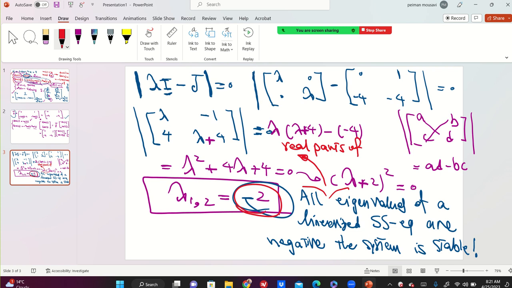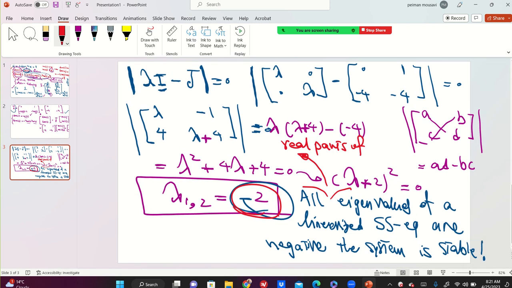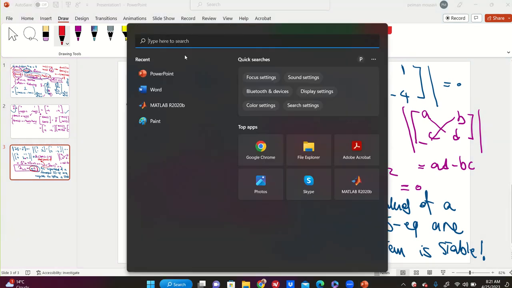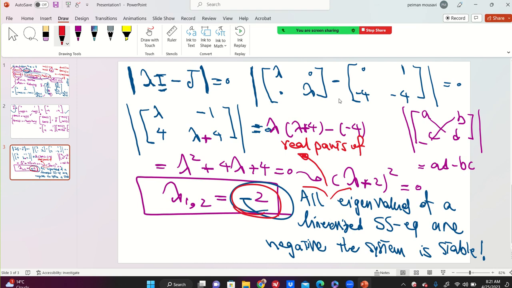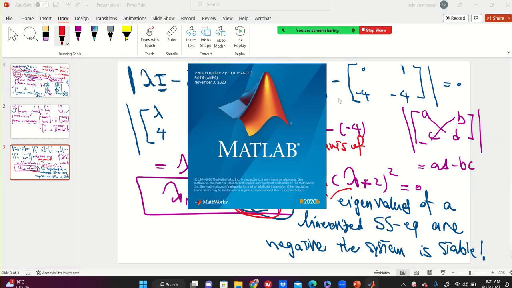So going to MATLAB, because I told you I want to make you an expert in MATLAB as much as I can. If you go to MATLAB, I have to teach you how to calculate eigenvalues in MATLAB, even symbolically.